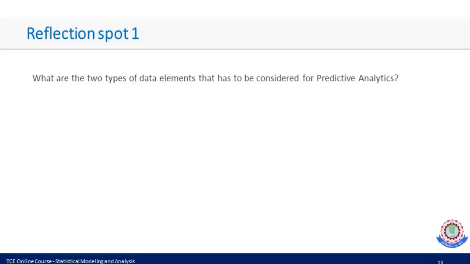Reflection spot. What are the two types of data elements that have to be considered for predictive analytics? The answer is, there are two types of data elements. One is of type categorical and another is of type continuous. While considering categorical data, we may classify into nominal, ordinal, and binary valued data.